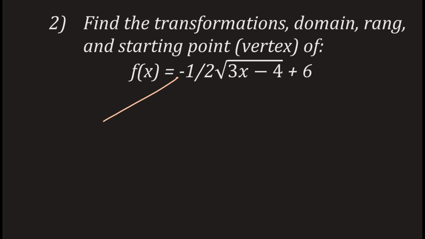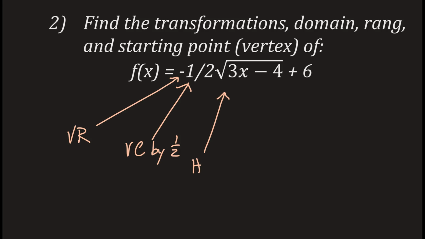What does the negative out in front do? Yeah, it's a vertical reflection. What does the 1/2 do? Wonderful. What does the 3 do? Horizontal. Well, you have to flip it. So horizontal stretch, not compression, by 1/3. The reciprocal, right? The reciprocal of 3/1 is 1/3.